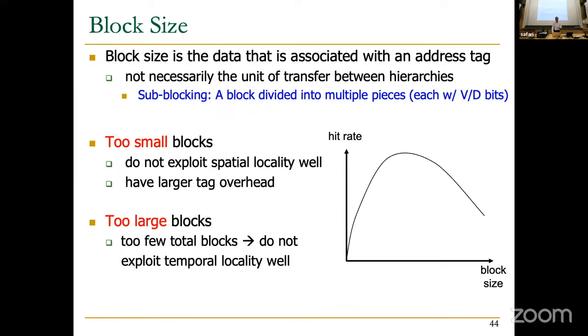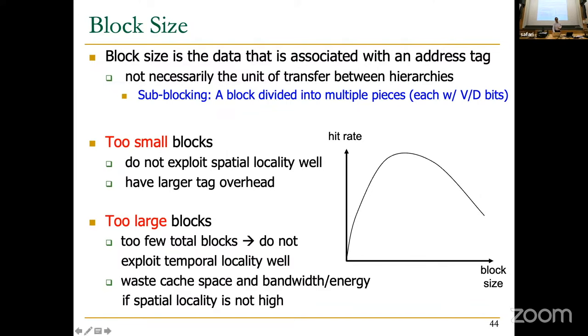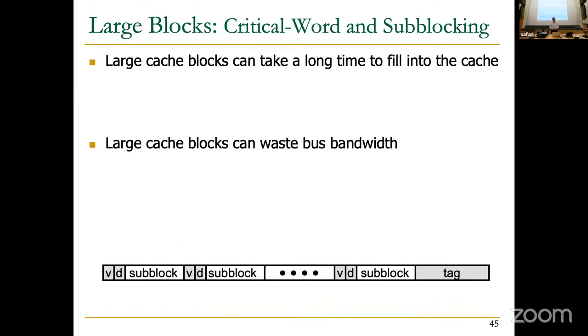And also, we'll talk about some other issue with large blocks soon. Basically, large blocks waste cache space and bandwidth and energy if spatial locality is not high. And also you need to bring the large block to the cache. If you have a 1 megabyte block, it takes a long time to bring it to the cache, because remember the memory interface we had was 64 bits. You need to fetch that 1 megabyte block 64 bits at a time from memory. Of course, you can widen the interface with techniques that we've discussed, but you're not going to fetch all of the 1 megabyte at a single shot. So large blocks, I foreshadowed this point, can take a long time to fill or to place into the cache.